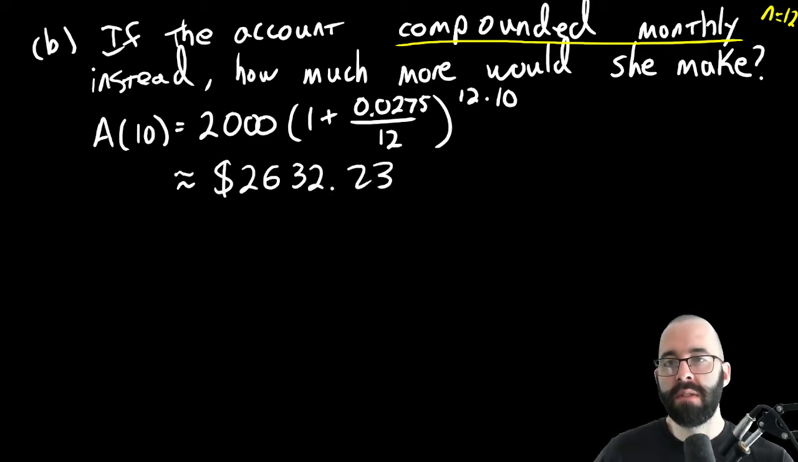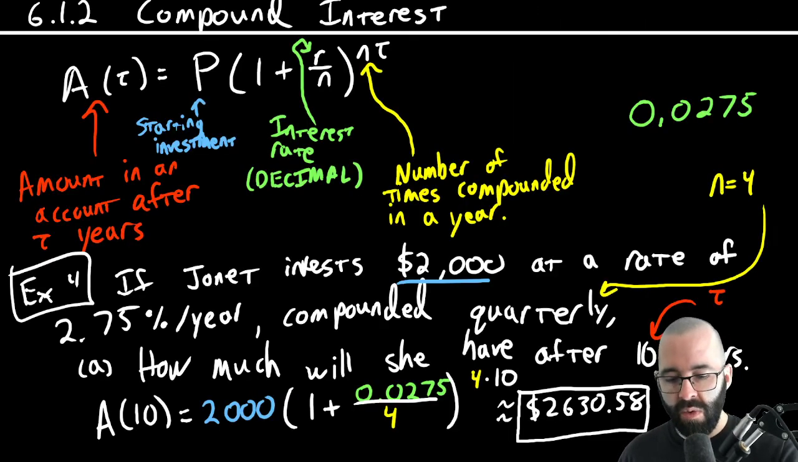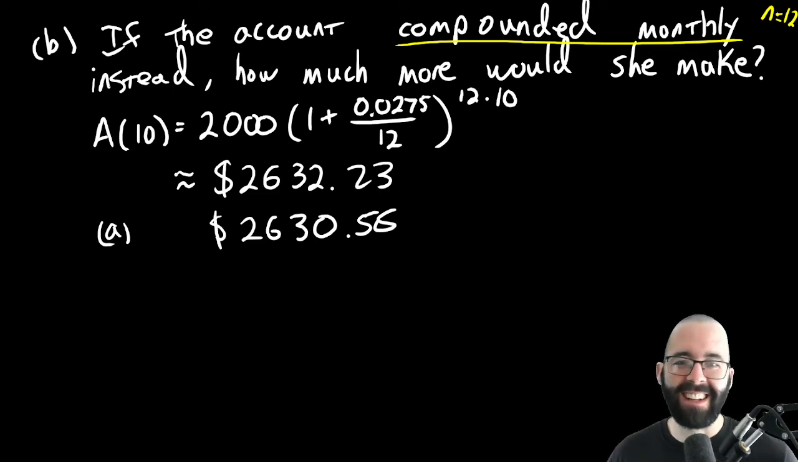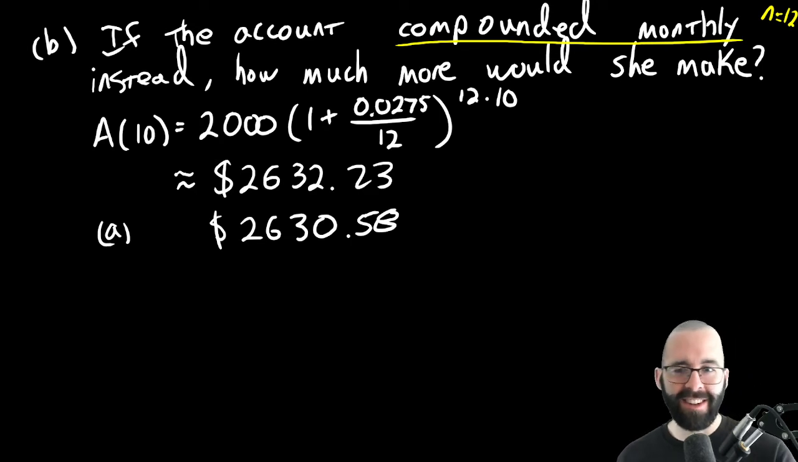And the question is not how much will she have, but how much more money is this? Well, our answer from part A was $26,330.58. Okay, so it's not that different. It doesn't help her that much, compounding monthly as opposed to quarterly. But she gets like an extra $2.